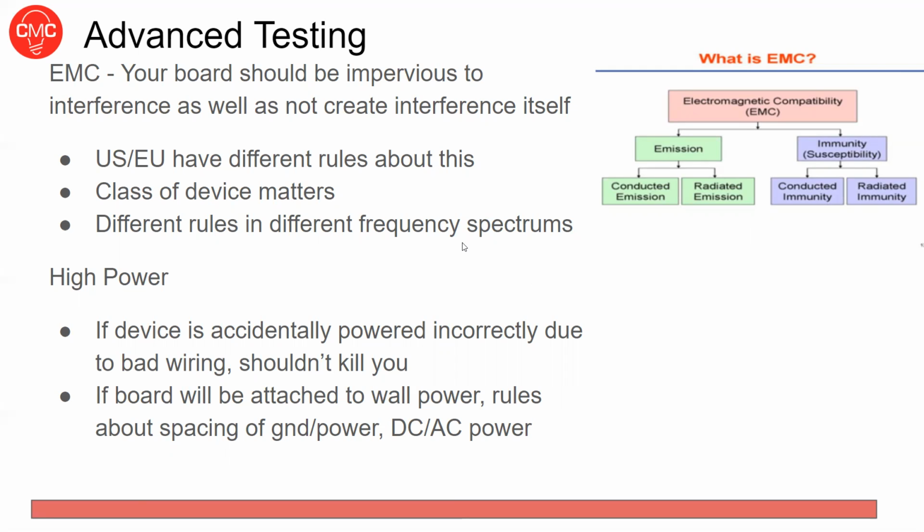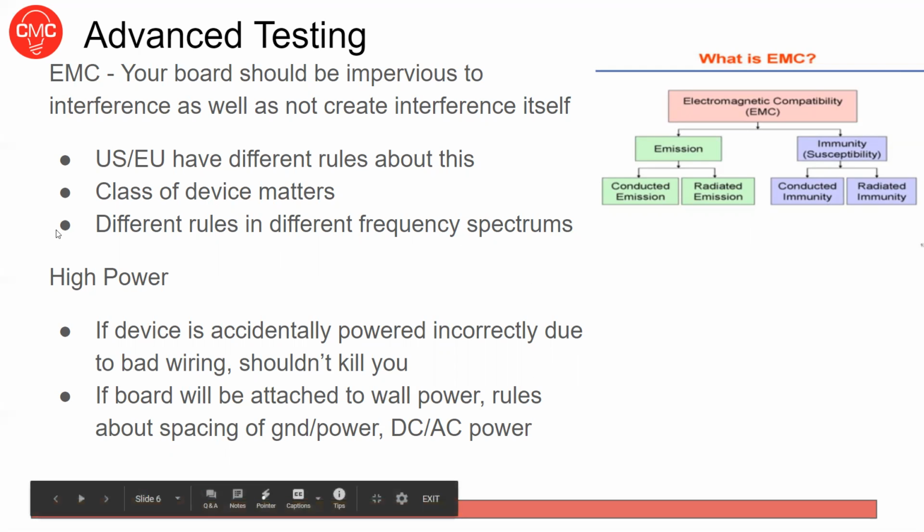And there's different rules for different frequencies. So you can't emit as much in frequencies that are dedicated as communication spaces and that kind of thing. And it depends what kind of device you have. Are you making a drone, or are you making a blender? Those are going to have different rules of what you are and are not allowed to emit and conduct.